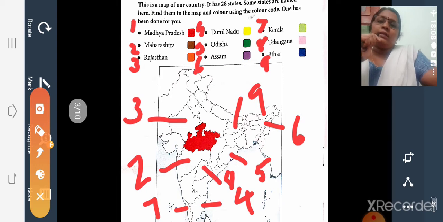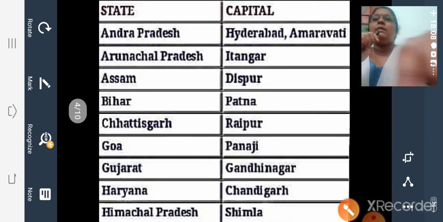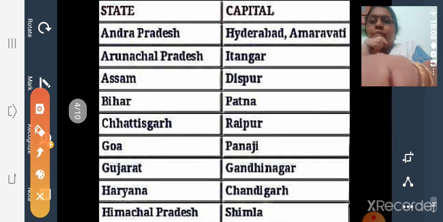So nine states of India are given here. Okay, then you have to study 28 Indian states. Okay, when you get time, try to study these 28 Indian states. Those are things we need to know. Okay, Andhra Pradesh, Arunachal Pradesh, Assam, Bihar, Chhattisgarh, Goa, Gujarat, Haryana, Himachal Pradesh.